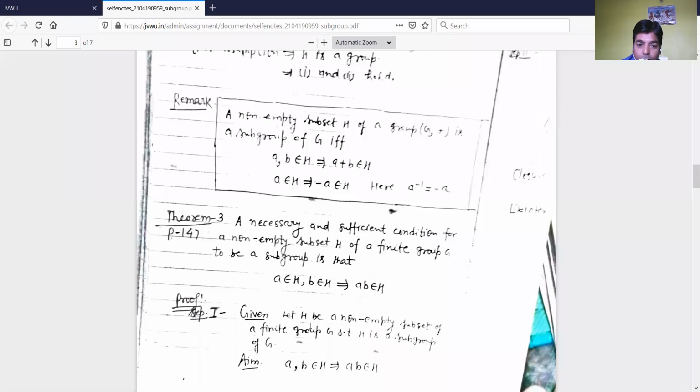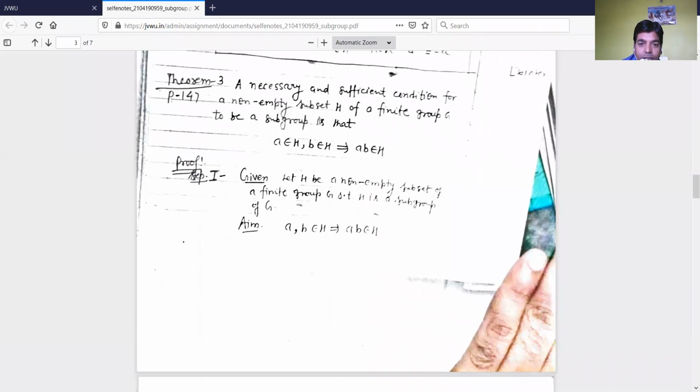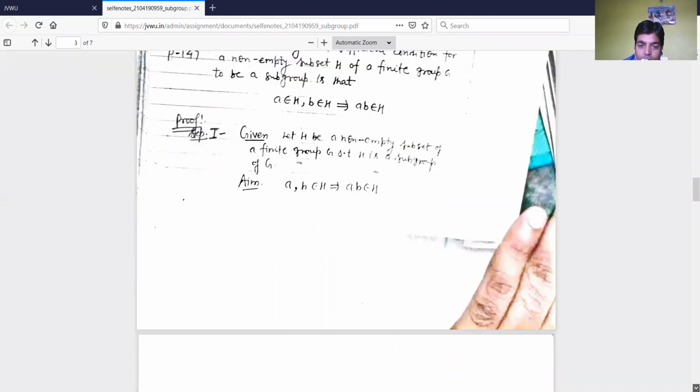Now, again, we are sharing a theorem for proving. It is also an if and only if statement. First we consider H is a non-empty subset of G, and then we will show A belongs to H and B belongs to H implies AB belongs to H. Given H is a non-empty subset of a finite group G such that H is a subgroup, we have to show A, B belongs to H implies AB belongs to H.